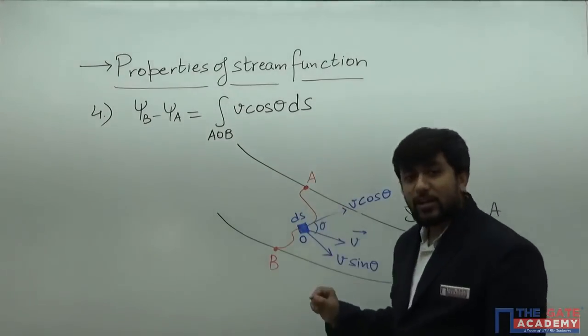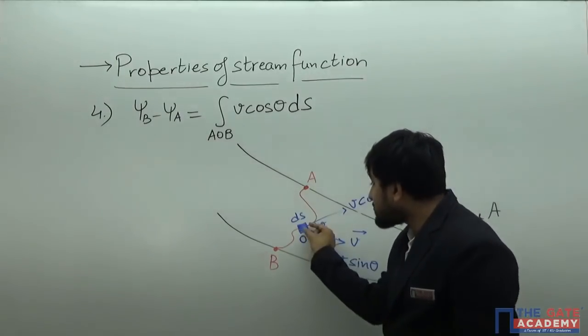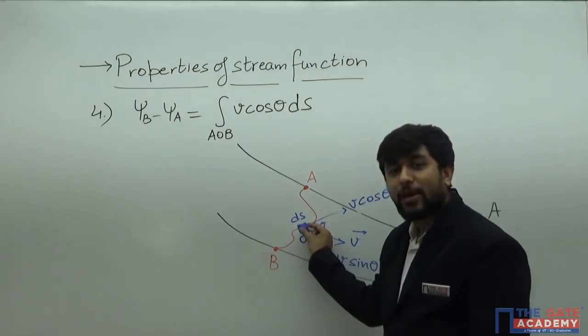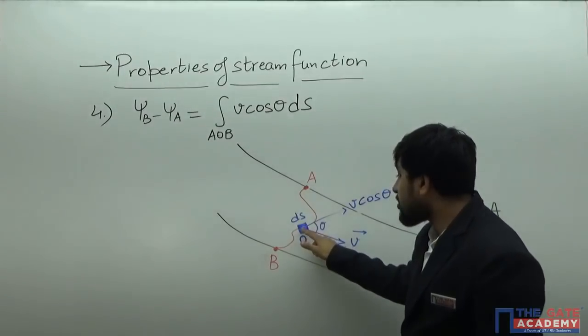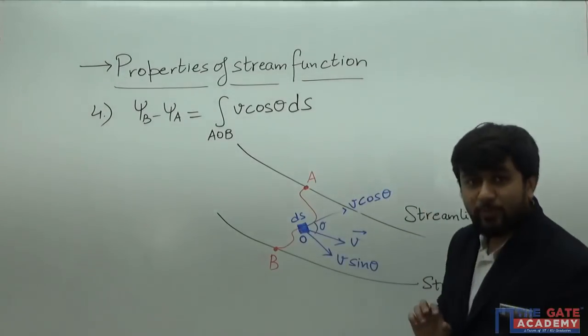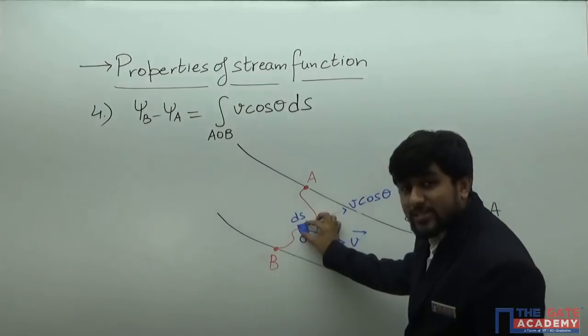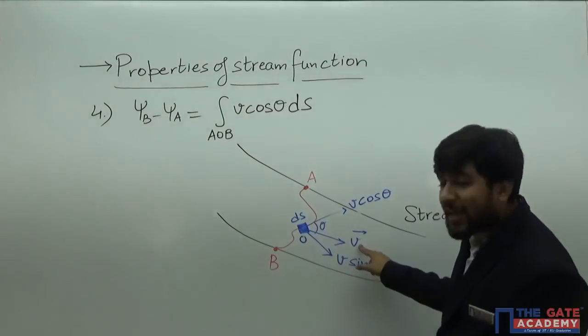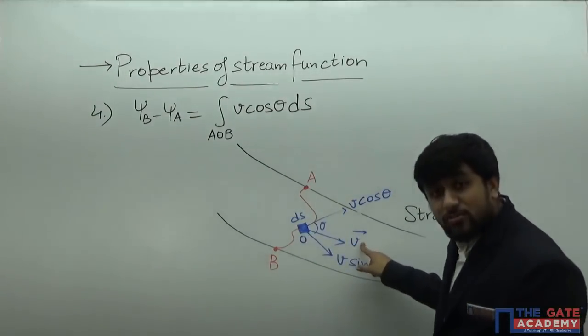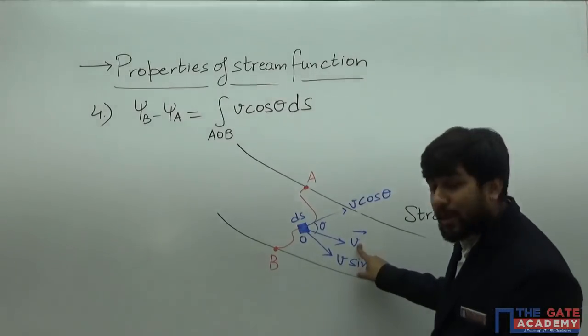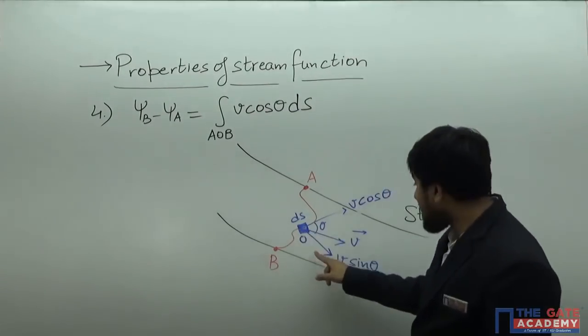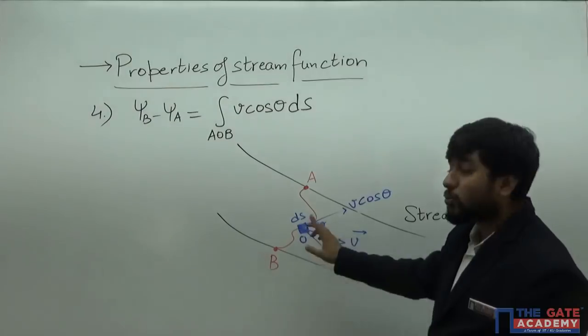So what I have done is that on the curve AOB, I have taken a very small line element ds, and the tangential to ds is along this direction. Now corresponding to this ds, the actual flow velocity was given as v. So I have resolved this v vector into two components. One is along the tangent and the other is along the normal to ds, right?